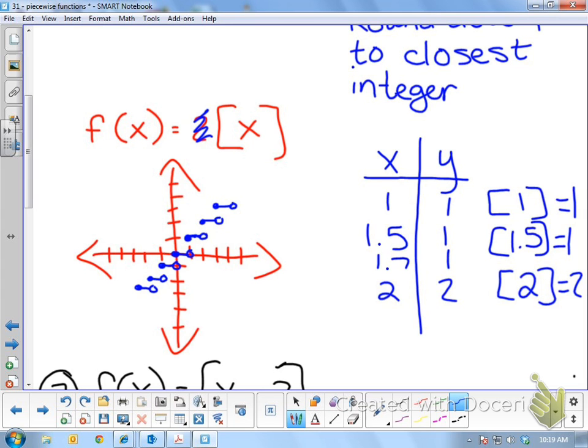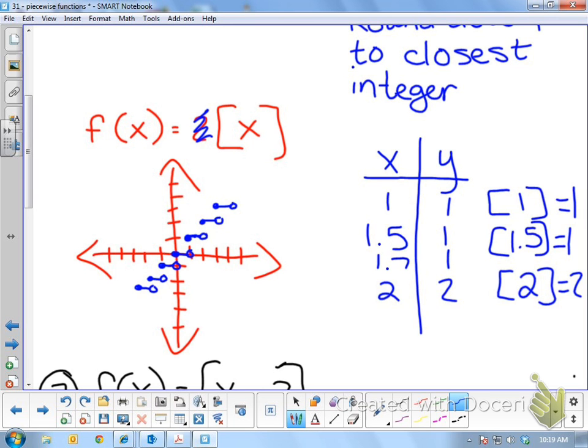The reason they call it the floor function is because we're rounding down. And the reason they also call it the greatest integer function is because we find the greatest integer smaller than whatever number we're looking at. So it does have a lot of names. So this is what the floor function looks like.